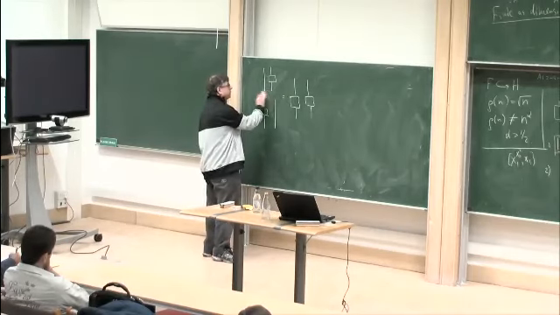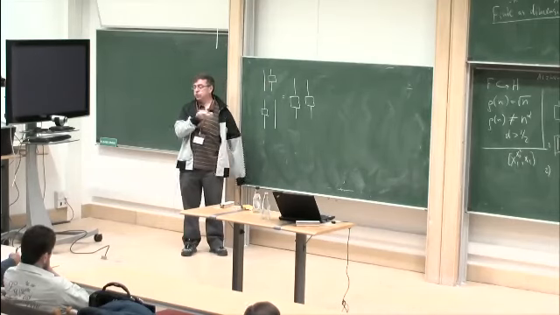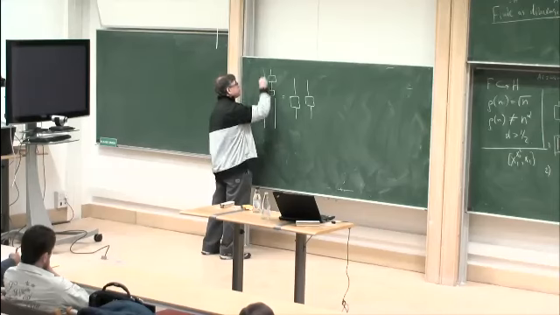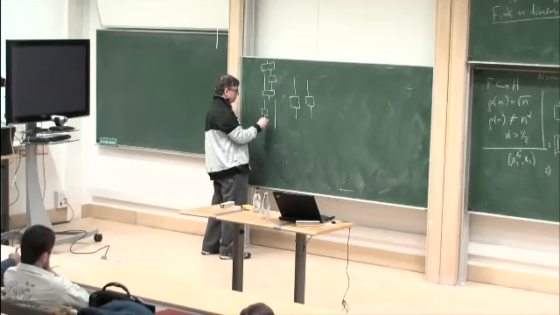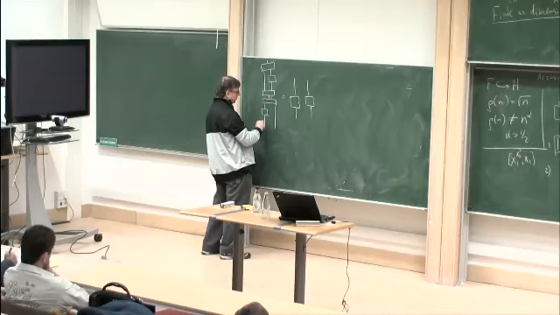Now, this element is not in the Thompson group. It has 2 and 2, but we can make it in the Thompson group by just conjugating with the basic transistor.